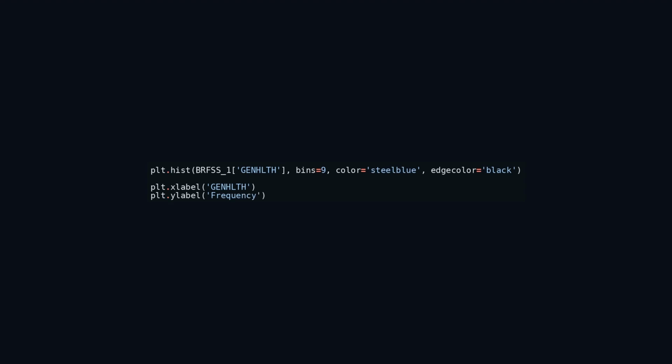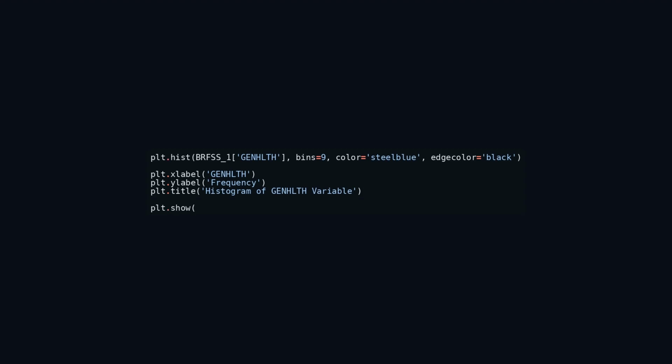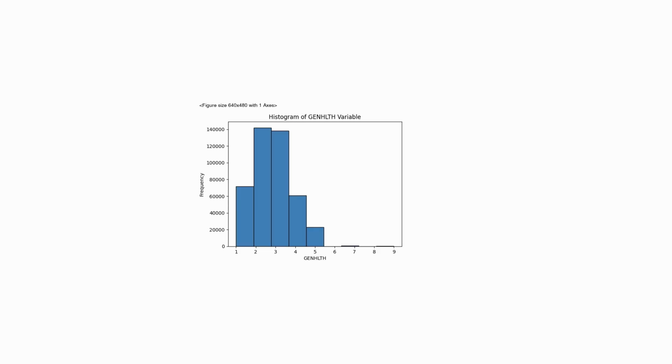By utilizing the xlabel function to assign the x-axis label as genelf, the ylabel function to designate the y-axis label as frequency, and the title function to establish the histogram title as histogram of genelf variable, we enhance the clarity and context of the histogram visualization. The presentation of this histogram enhances comprehension of data distribution, serving as a valuable asset for exploratory data analysis by facilitating the detection of trends or anomalies within the dataset.